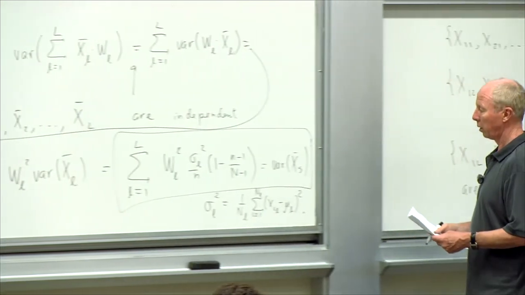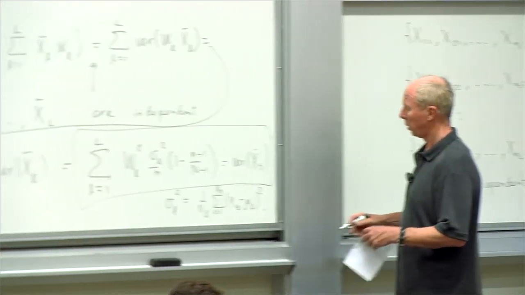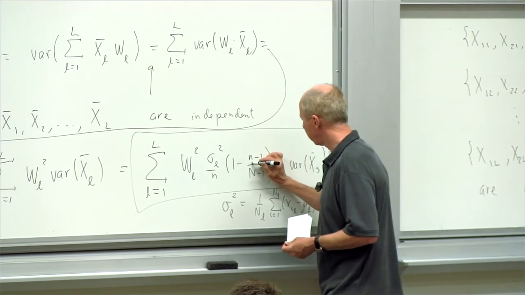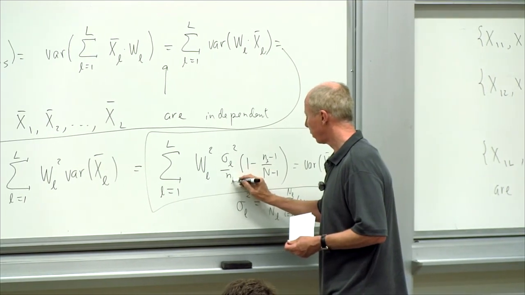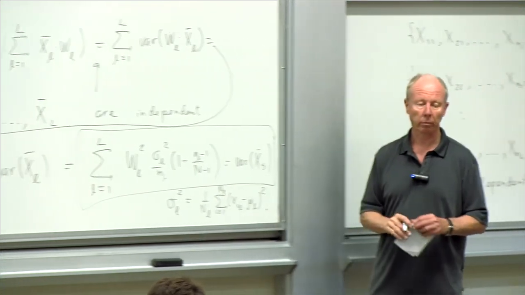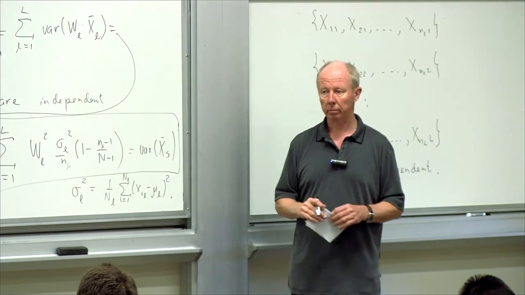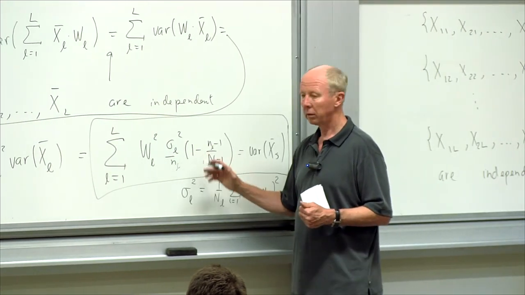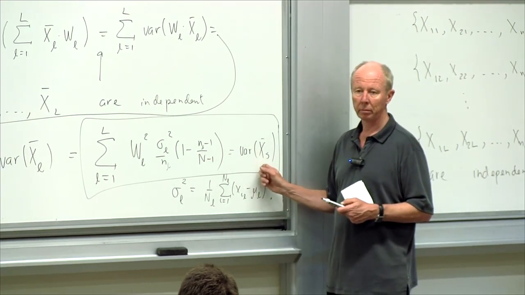Okay, so I'm sorry, this should be little n L here and little n L there. Okay. Next time we'll see how we can pick little n L to make this small.